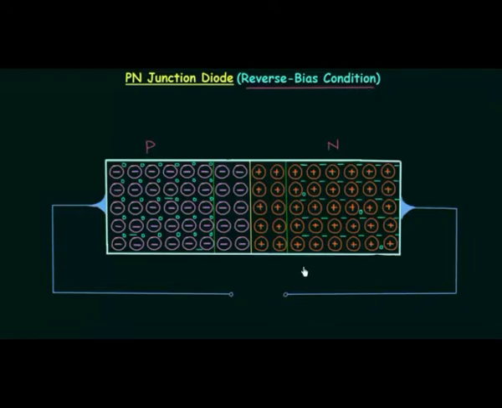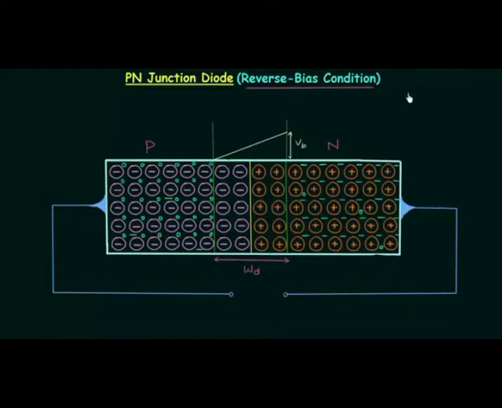This is the case of no bias condition because we are not applying any external voltage source across the two terminals, and let's say width of depletion layer is equal to WD under the no bias condition, and the barrier potential is equal to VB. We will compare reverse bias condition and no bias condition after some time.